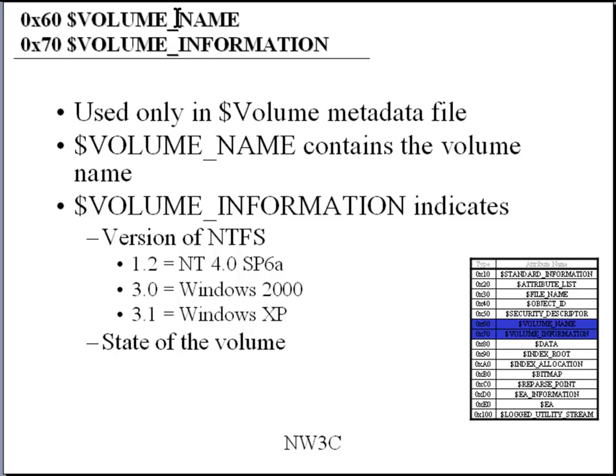We have volume name and volume information, used only in the volume metadata file. And the volume information indicates which version of NTFS it is, whether it's 1.2, 3.0, or 3.1, and the state of the volume. And the state of the volume was what? Indicates whether it was dirty or not, or clean.